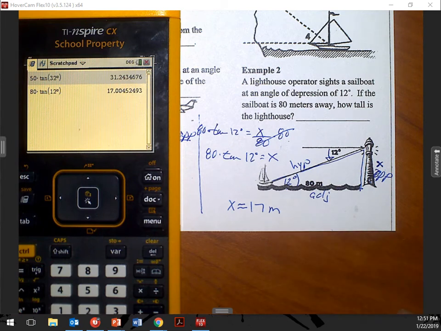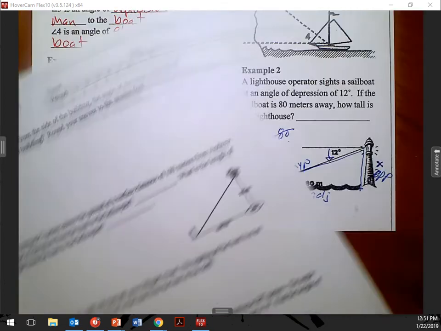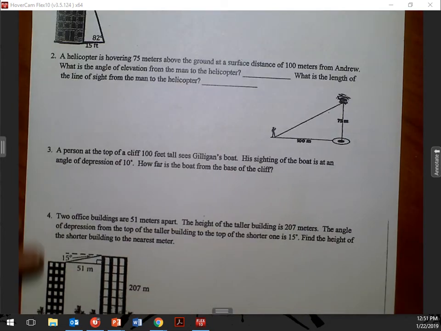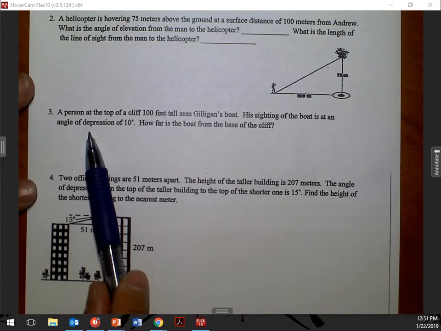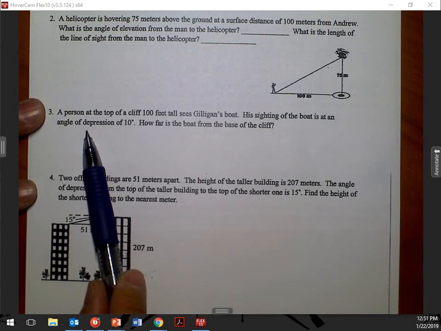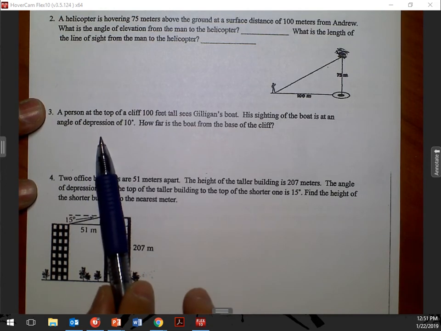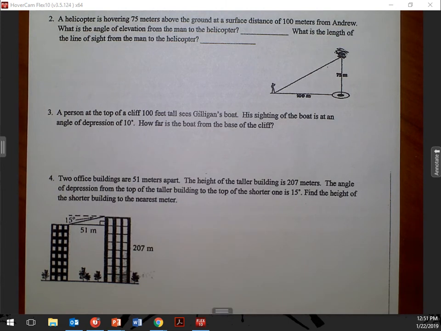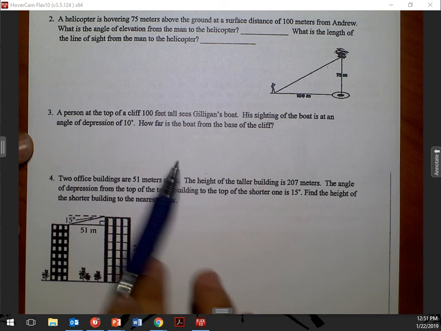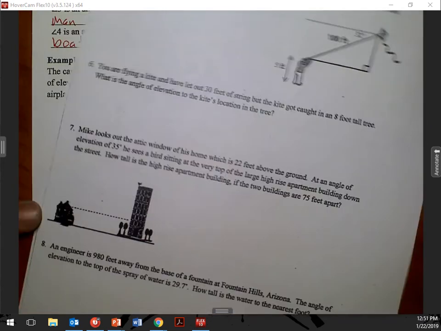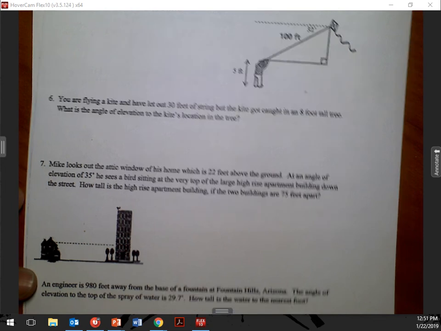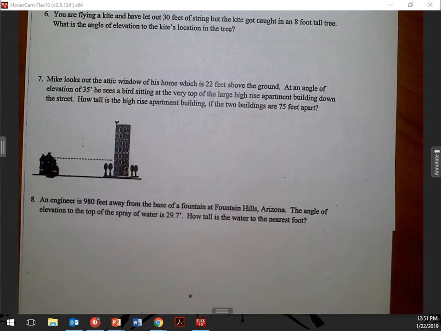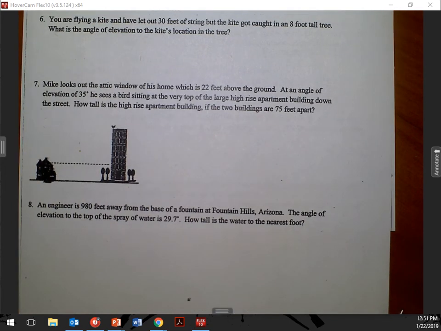Alright, so let's take a look at our practice real quick before I go on. All these are going to be the same type of thing. On number 3, what do you think you should do first? Draw a picture and label it, right? I don't have a picture yet. Same thing for number 6. Number 8, make sure you draw a picture and label it.